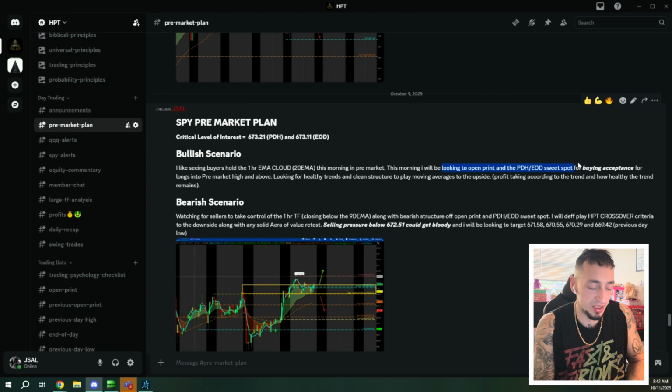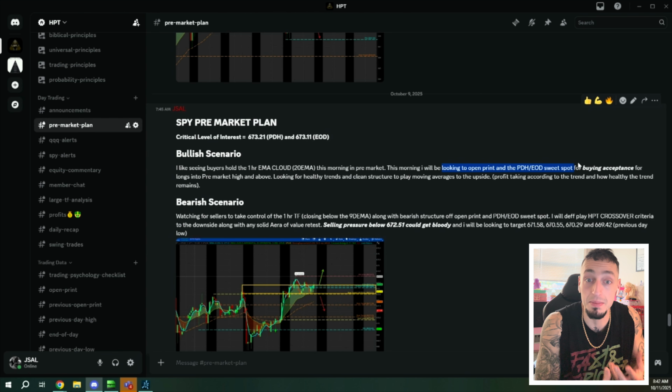This means I want to see strong buying, okay? I want to see moving averages being respected, all right? I want to see areas of value, RBIs, GBIs, the whole thing, all right? Looking to trade in the pre-market.